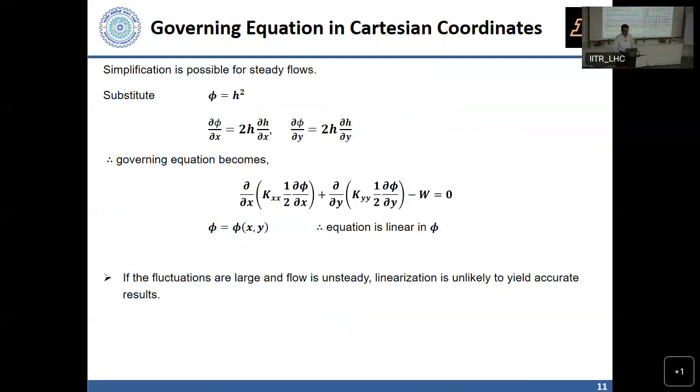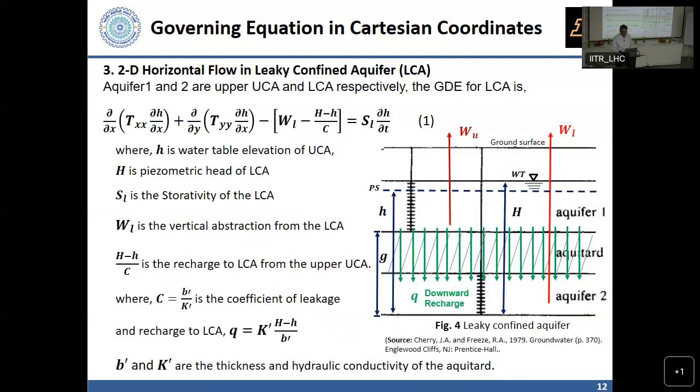Let's look at a 2D horizontal flow in a leaky confined aquifer. So let me try and explain this figure here. This is the ground surface. This over here, aquifer 2, is your main confined aquifer. The aquitard is this particular layer that allows leakage.